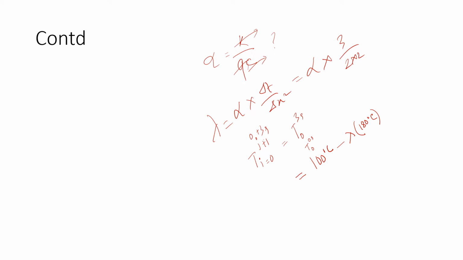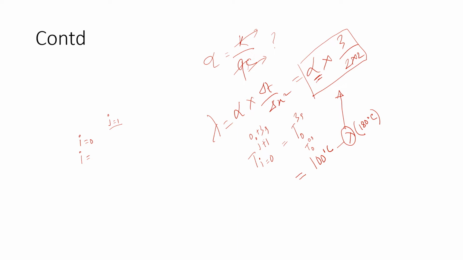And if the value of lambda can be known from this, you know the value of alpha, you can know the value of lambda, and accordingly you take. So in this way, you know what the temperature is at i equal to 0 for j equal to 1, right, after 3 seconds. Now you will try to find the value of temperature at point i equal to 1 at the same time scale.